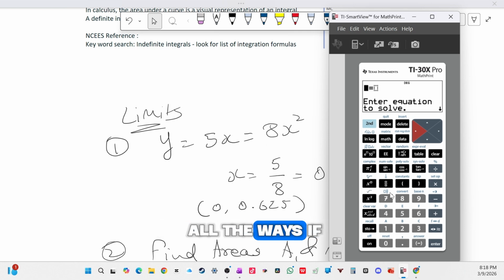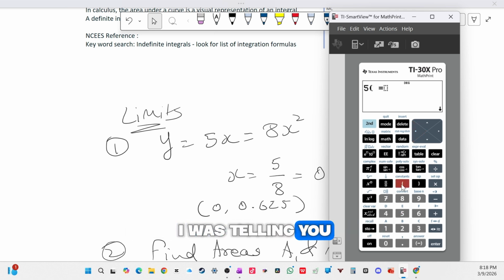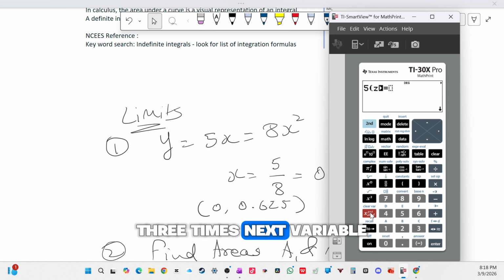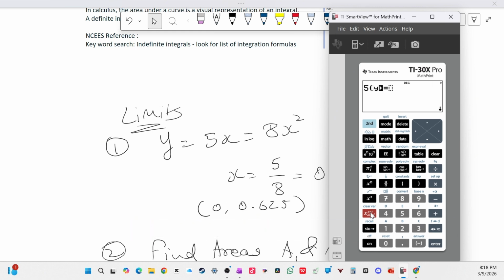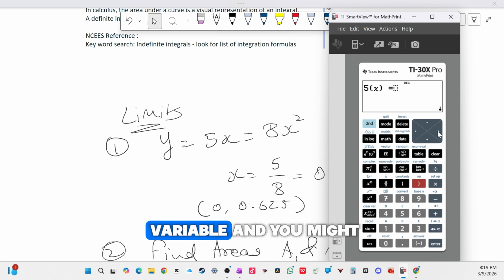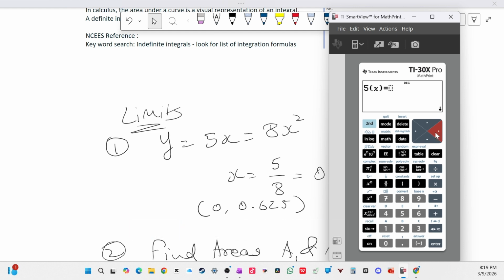I will teach you all the ways if you want to put multiple variables also, but this is the main one. 5 times, as I was telling you, use parentheses as much as possible, and x, right? If you click one time, x will come. If you click 2 times, in the same place, the next variable will come. 3 times, the next variable will come. That's how your variables will keep on changing. So what we want here is x, right? So there you go, x. Sometimes the question might have a different variable. Don't worry about it. Make sure you understand what you're trying to solve. Your variable doesn't have to exactly match what is here. They can call it p, q, phi, whatever. You can put x and do the same thing.